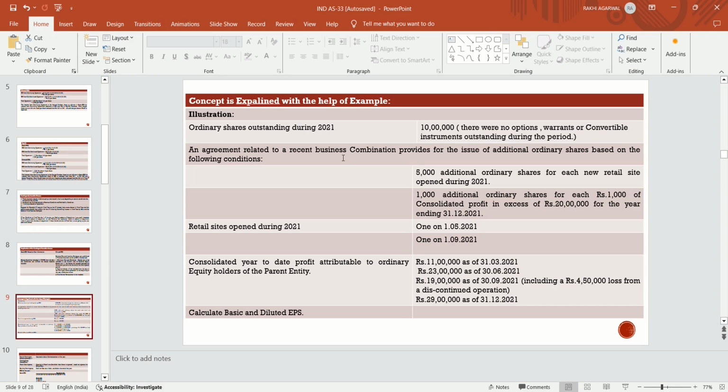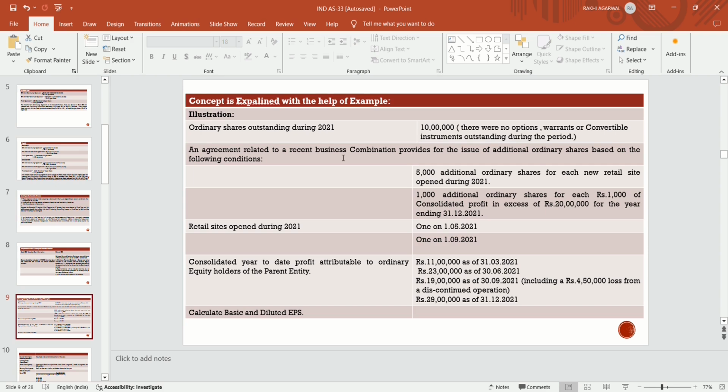There were no options, warrants or convertible instruments outstanding during the period. An agreement related to the recent business combination provides for the issue of additional ordinary shares based on the following conditions. In case of a business combination between the acquirer and acquiree, there is an agreement between them for the issue of ordinary shares. They will issue an additional number of shares on fulfillment of certain conditions. What will the acquirer company issue if the acquiring company fulfills certain conditions?